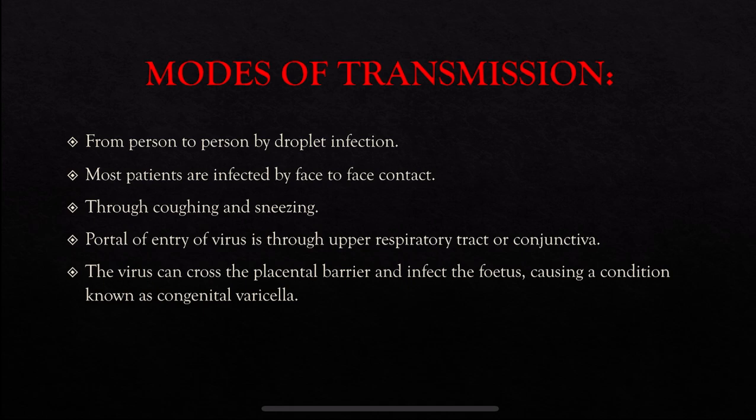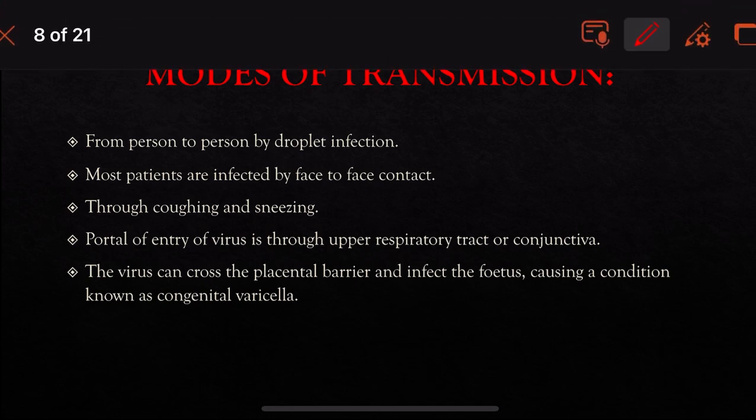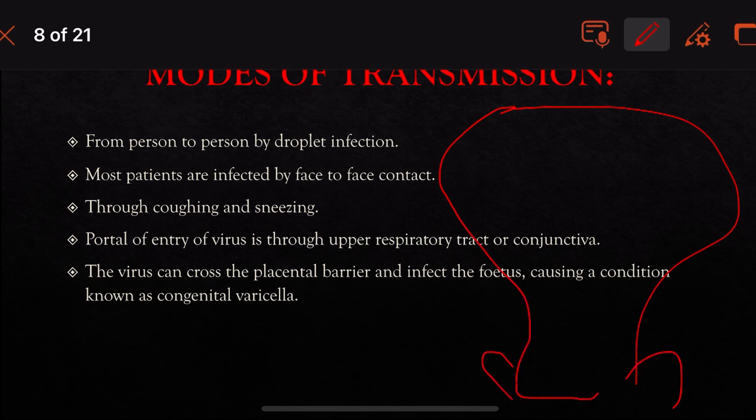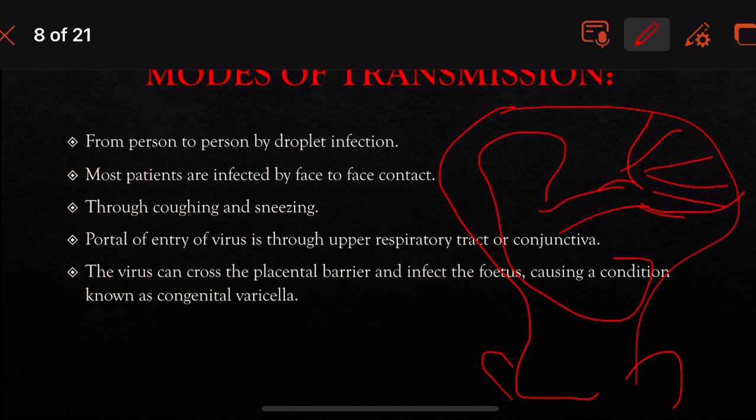The virus can cross the placental barrier and infect the fetus. Like we discussed earlier, if chickenpox affects a pregnant mother, then the baby suffers from congenital infections. The chickenpox virus will travel across the placental barrier of the mother and reach the fetus. So let's just draw here. This is the uterus, and this is our placenta, and this is a baby.